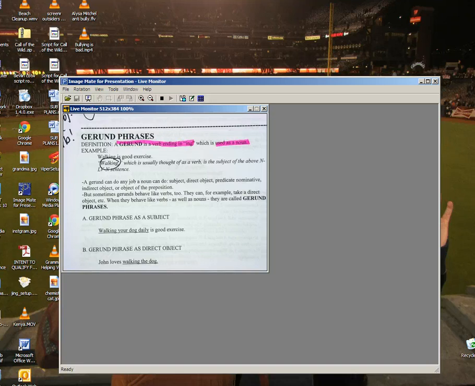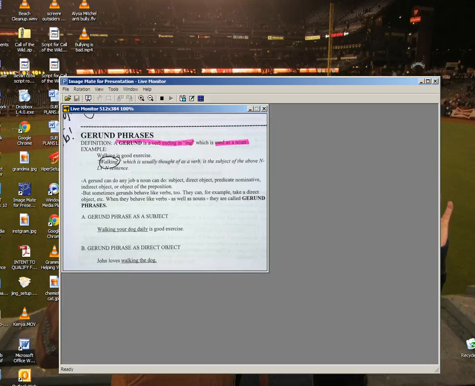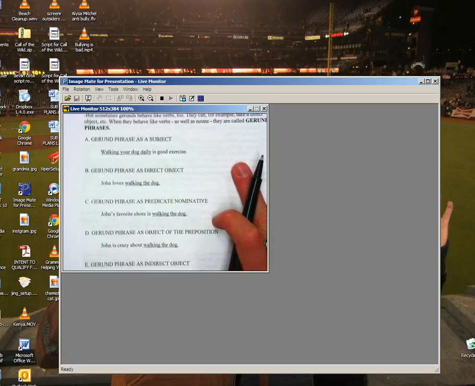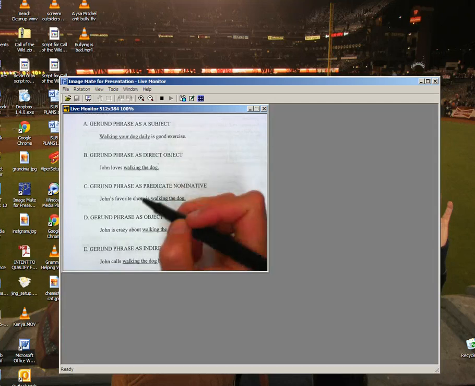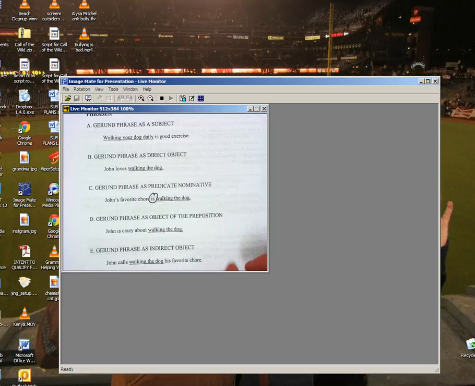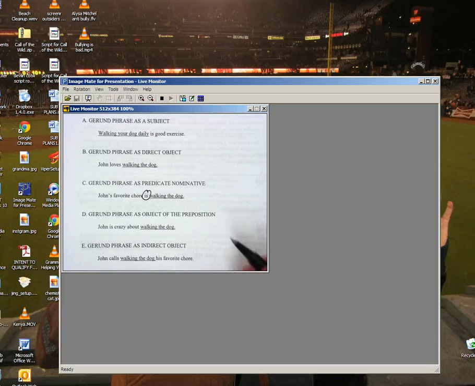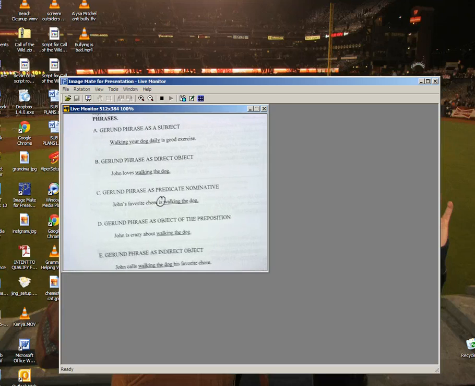Okay, here's a bunch of different examples of each of the ways this is used here. Here's a gerund phrase as a subject. I would pause and write down all of these examples here. As a direct object, as a predicate nominative after a linking verb, as an object of a preposition, and as an indirect object. Okay, definitely pause and write all those down.